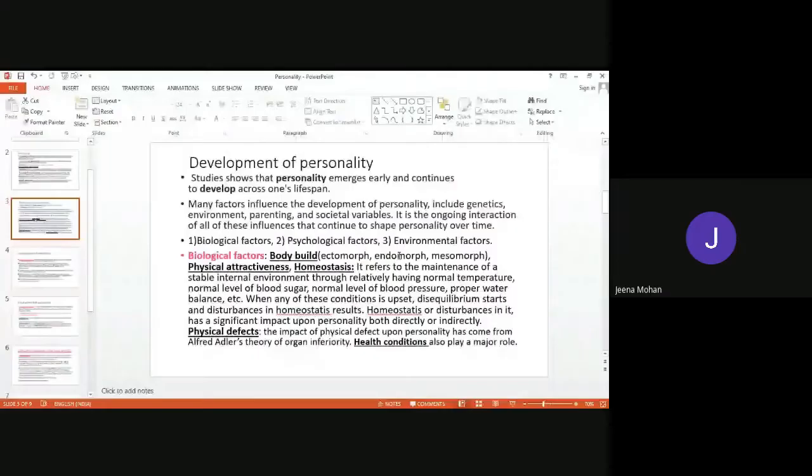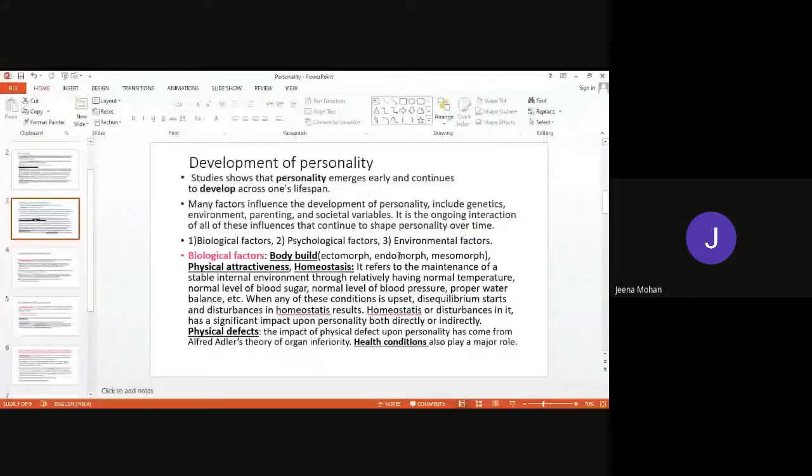So just remember one thing: what are the characteristics of an extrovert? So that will be the personality characteristic of endomorph. That means they are usually very social, they are affectionate, they like to be in the company of others. And another thing is that they are fond of eating, and usually they are very jovial. So that is the personality characteristic of whom?